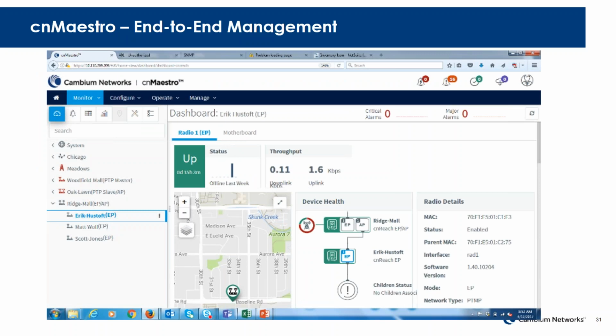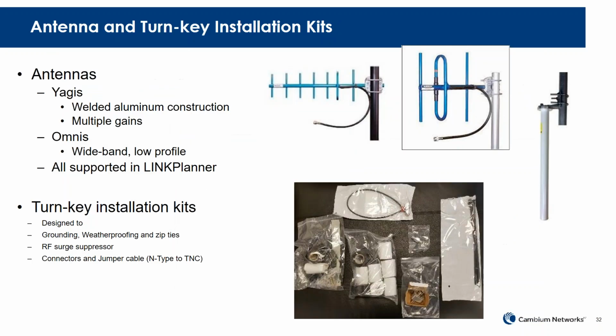I'd like to show a little snapshot of CN Maestro. This is the dashboard view for a cnReach radio. You can see in the lower middle a view of the cnReach radio. It automatically identifies the topology of the radios. You can see that I'm focusing on an endpoint, and it's being served by a dual radio with an access point. You can then further see information about how the radio is configured, what the health of the link is, what the consumption and capacity of that link is, and I can look at that metric over a long period of time.